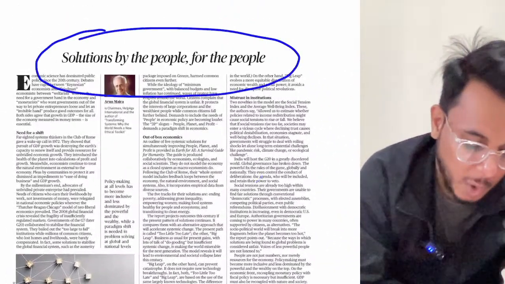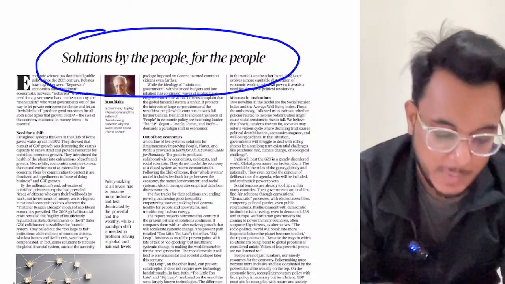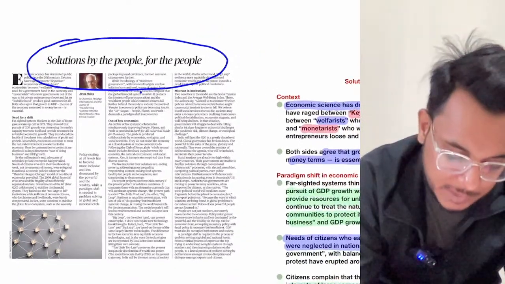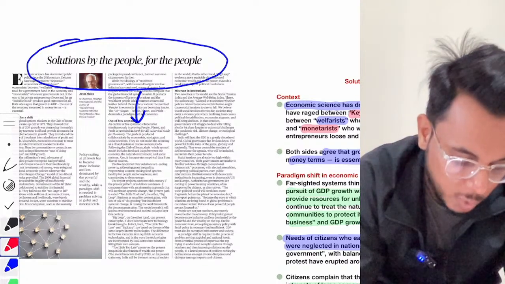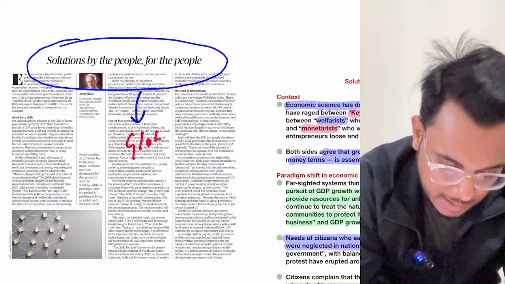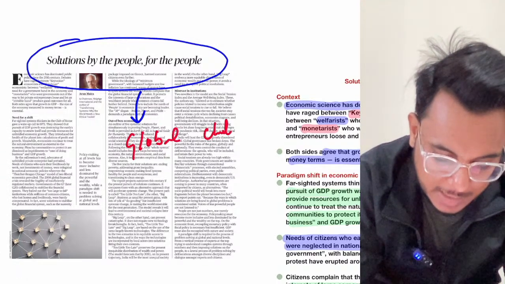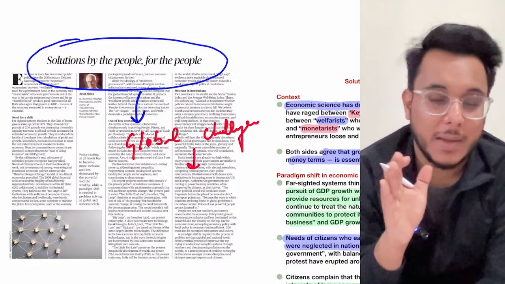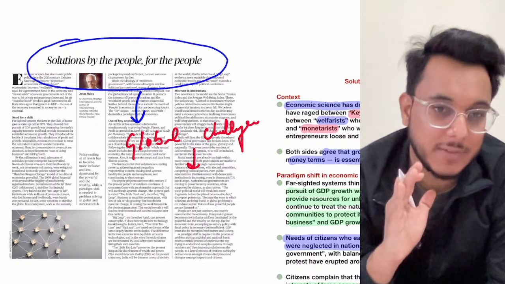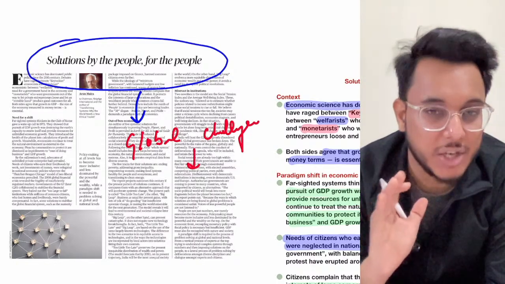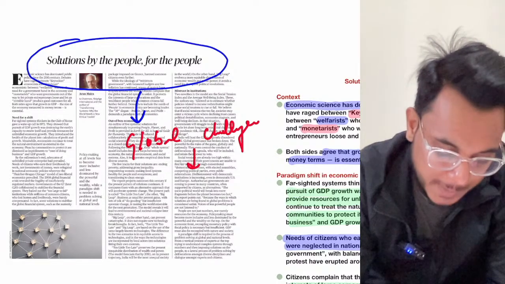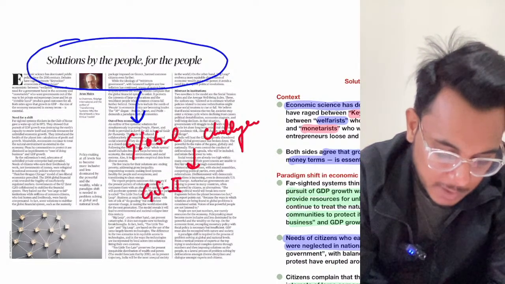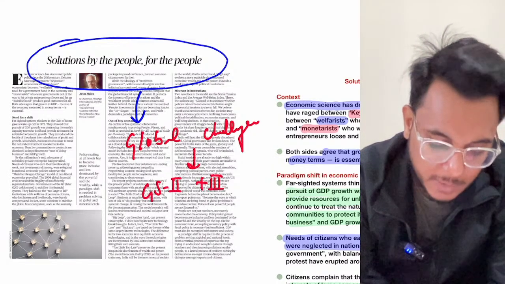Solutions by the people, for the people. Now, this particular article is talking about some of the global challenges that are being faced by humanity as a whole. The people in almost all the countries are facing these challenges in a shared capacity. This particular article will be important for GS paper number 2 as well as GS paper number 3.